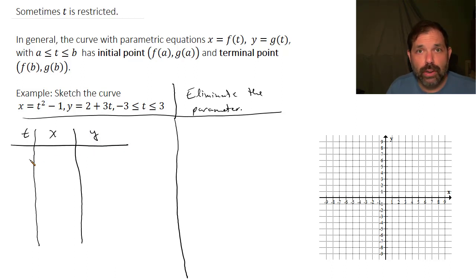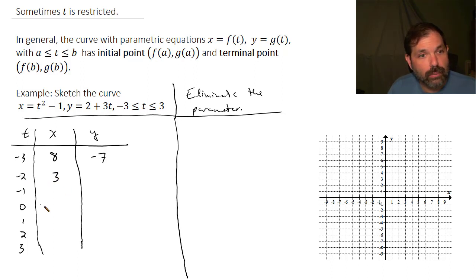All right, so as before, let me set up a chart with t, with x, and with y. And I'll let t vary from -3 to 3. Alright, so if t is -3, x would be -3 squared, that's 9 minus 1 is 8, and y would be 2 plus 3 times -3, that's -9, 2 plus -9 is -7. That's the initial point of the curve. Right, so the initial point is (8, -7). Alright, and we continue on. -2 squared, that's still 4. 4 minus 1 is 3.